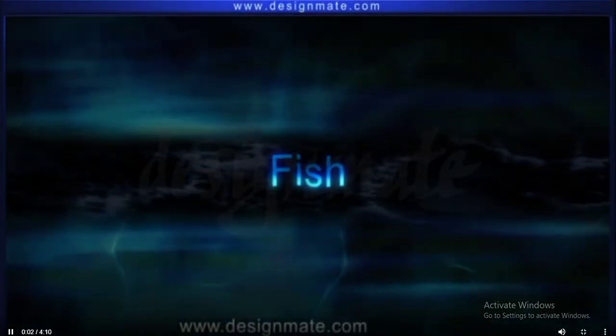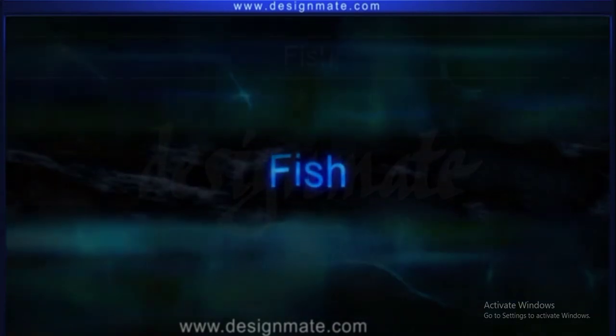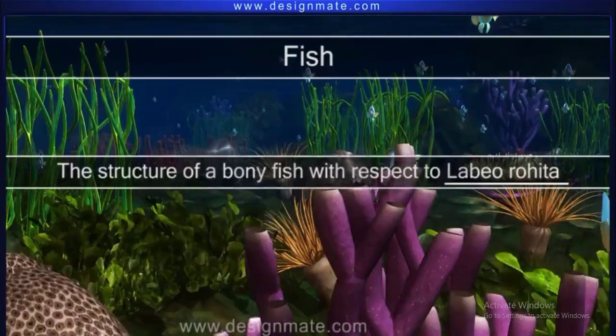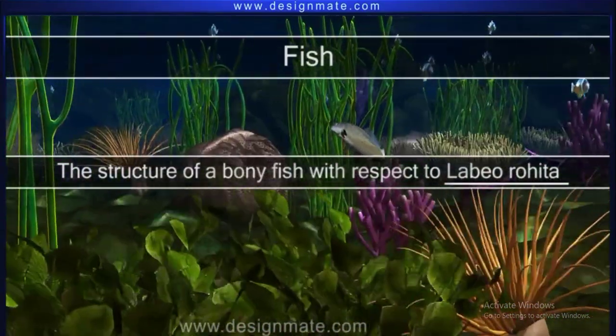Fish. Objective. The objective of this topic is to know the structure of a bony fish with respect to Labeo rohita.